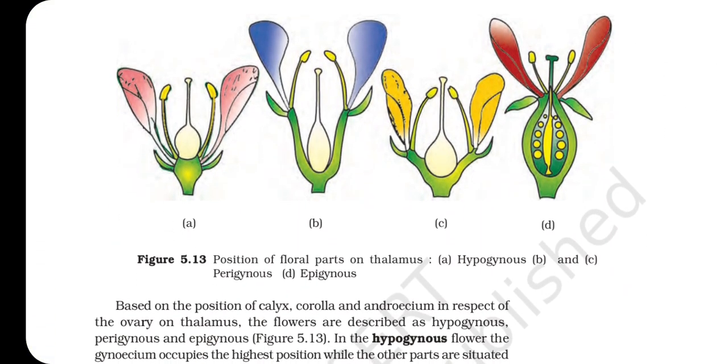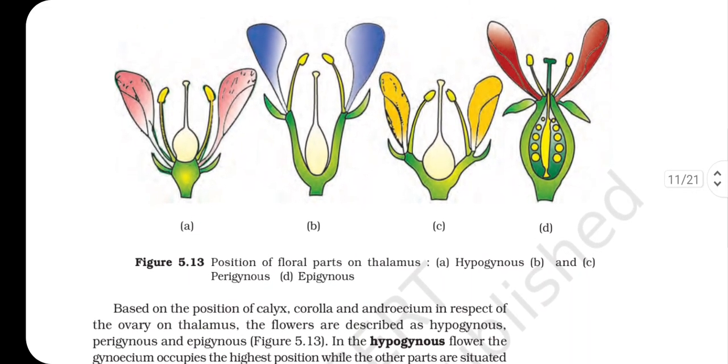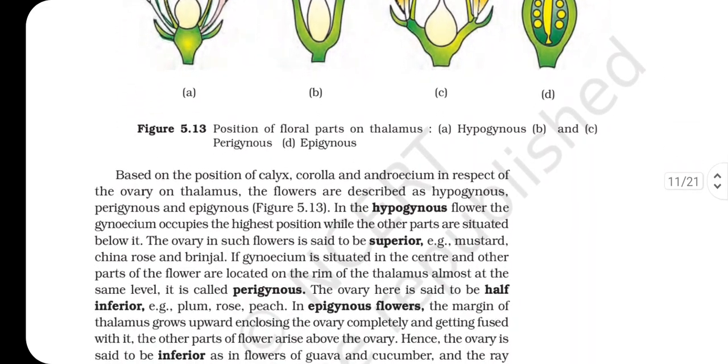Position of flower parts on the thalamus: A is hypogynous, B and C perigynous, D is epigynous. Based on the position of calyx, corolla, and androecium in respect of the ovary on the thalamus, the flowers are described as hypogynous, perigynous, and epigynous.